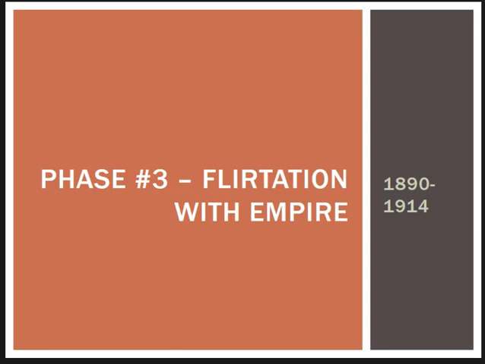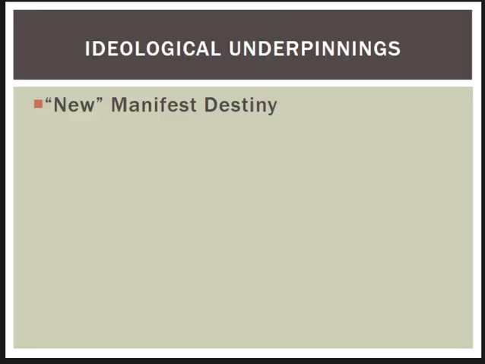Our third phase, a relatively short period of time, as you can see, about 24 years, when we're flirting with the idea of having an empire. We are abandoning for the first time, but not the last, this idea of isolation. The ideological underpinnings of this are a new manifest destiny. By 1890, our population stretched all the way to the Pacific Ocean. We had largely achieved the goals of the people who were talking about manifest destiny in the 1830s. Now there is this new manifest destiny in which we're going to look further west, and by further west we mean primarily Asia.